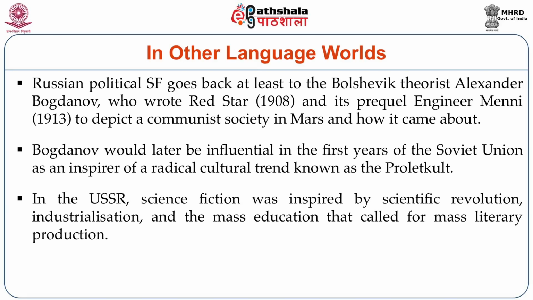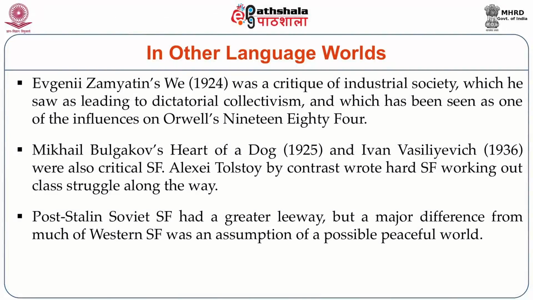In the USSR, science fiction was inspired by the scientific revolution, industrialization, and the mass education that called for mass literary production. But we have one very distinctive text, Evgeny Zamyatin's We, written in 1924, which was a critique of industrial society, which he saw as leading to dictatorial collectivism, and which has been seen as one of the influences on Orwell's 1984. Another author who was to also produce critical science fiction was Mikhail Bulgakov, who wrote Heart of a Dog in 1925 and Ivan Vasilievich in 1936. By contrast, Alexei Tolstoy wrote hard science fiction, working out class struggle along the way.